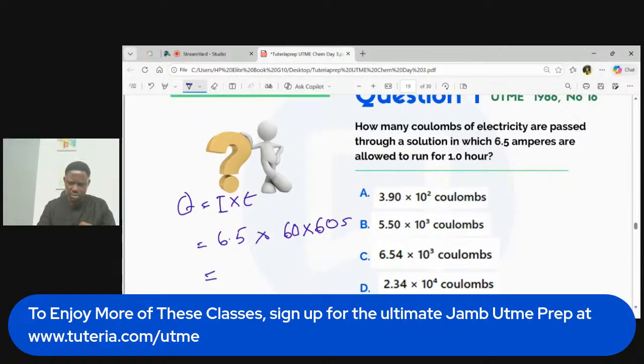Quantity of electricity equals current times time. So 6.5 times 60 times 60. What is that? So, all right. Please, let's drop it. Let's drop it.